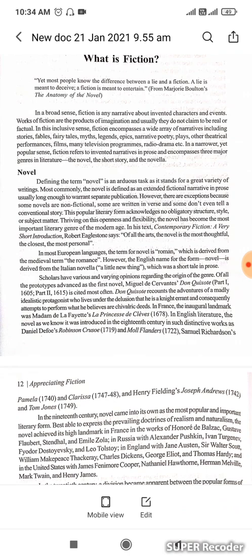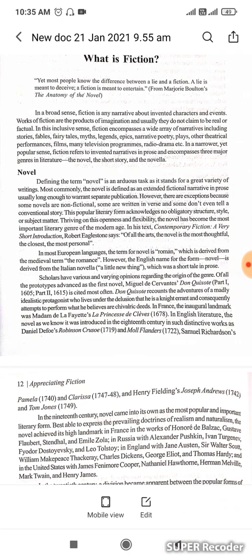I am sure that you are familiar with at least some of these novelists. You might have heard of Mark Twain, Melville, who wrote Moby Dick, and Nathaniel Hawthorne with his Scarlet Letter, etc. So you should try to read at least a few of them.